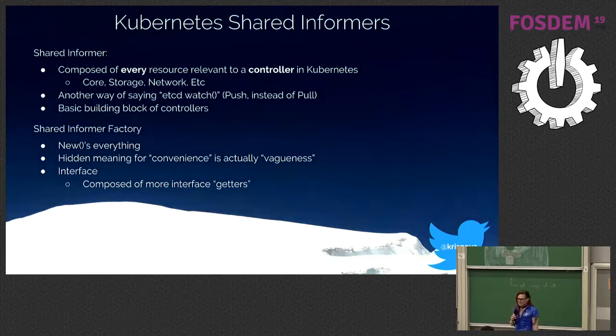We're going to talk about these things called shared informers. Who knows what shared informers are in Kubernetes? One, two, three, four, five hands? Okay, five hands went up.